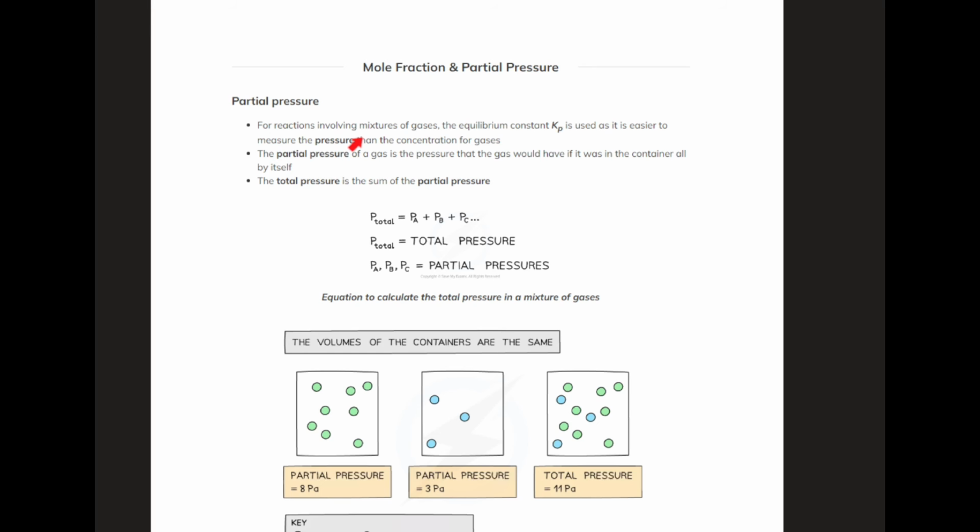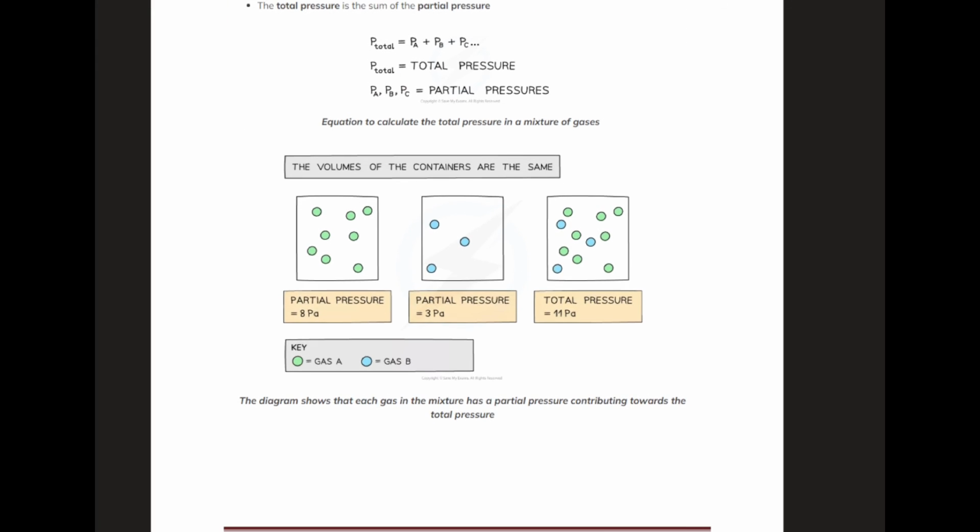Okay, so the partial pressure of a gas is the pressure that the gas would have if it was in the container all by itself. So in other words, it's the individual pressure. So the partial pressure is by the individual gas. So the total pressure is the sum of the partial pressures. So you have to total up the partial pressures to get the total pressure. Okay, so this is an example involving three types of gases. Then you total up the three partial pressures of the gases. Then you get the total pressure. Okay, now let's see the next page.